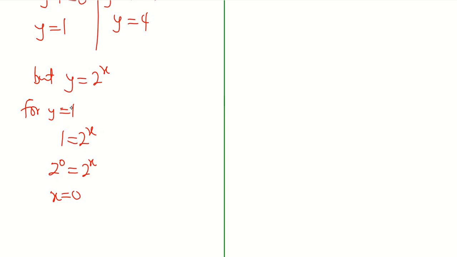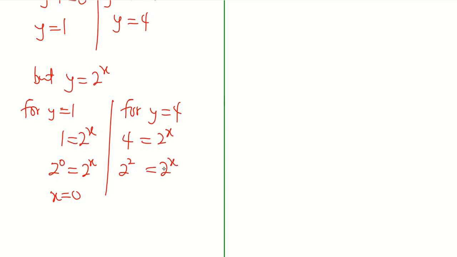Now, in the same way, when y is equal to 4, we substitute the value of y in y is equal to 2 exponent x, which means we have 4 equal to 2 exponent x. At this point, we can express 4 as 2 exponent 2, which is equal to 2 exponent x. Since the bases are the same, we equate the exponents, and thus we have x to be equal to 2. This becomes the values of x, and that is what we are interested in.